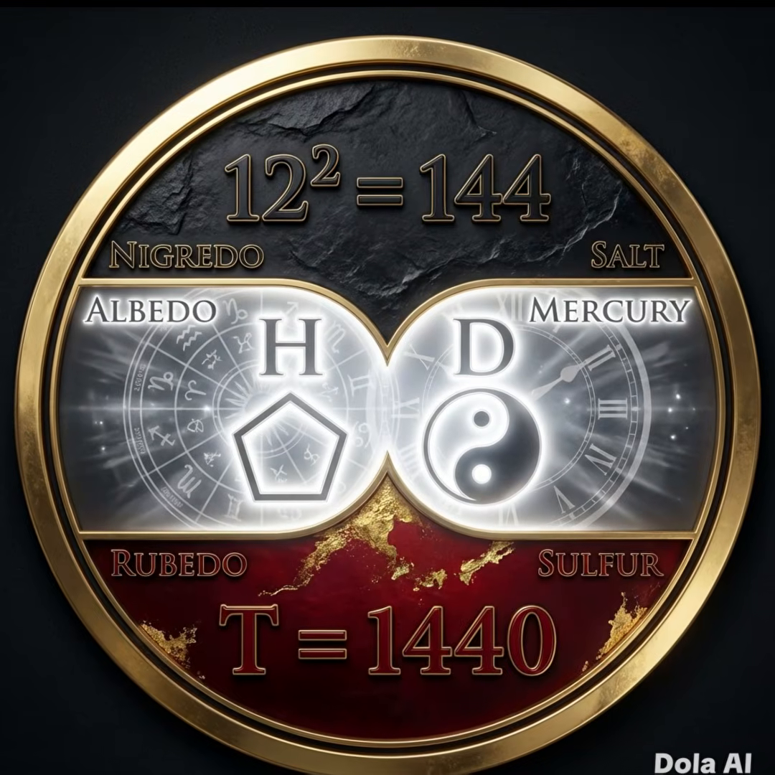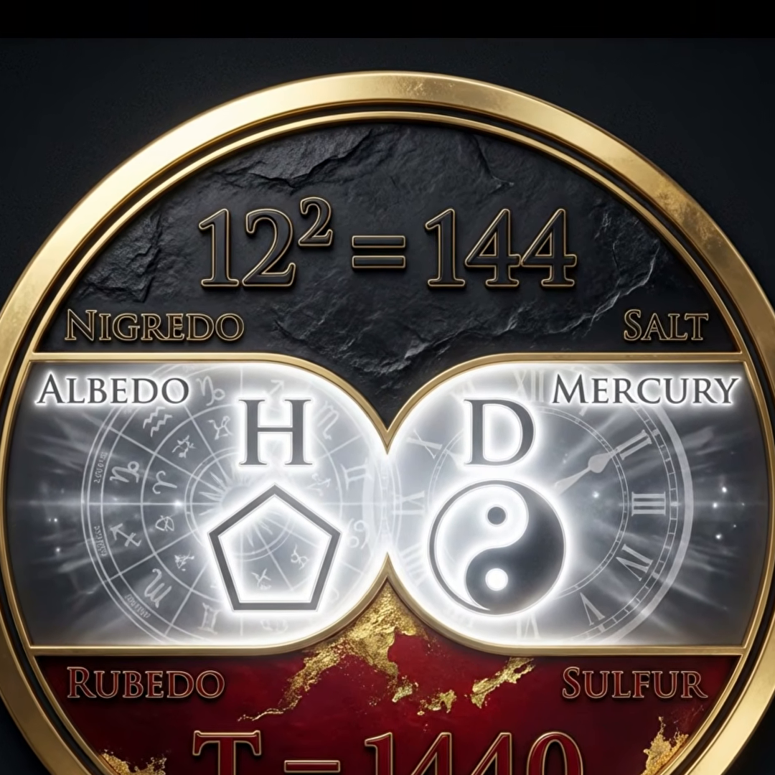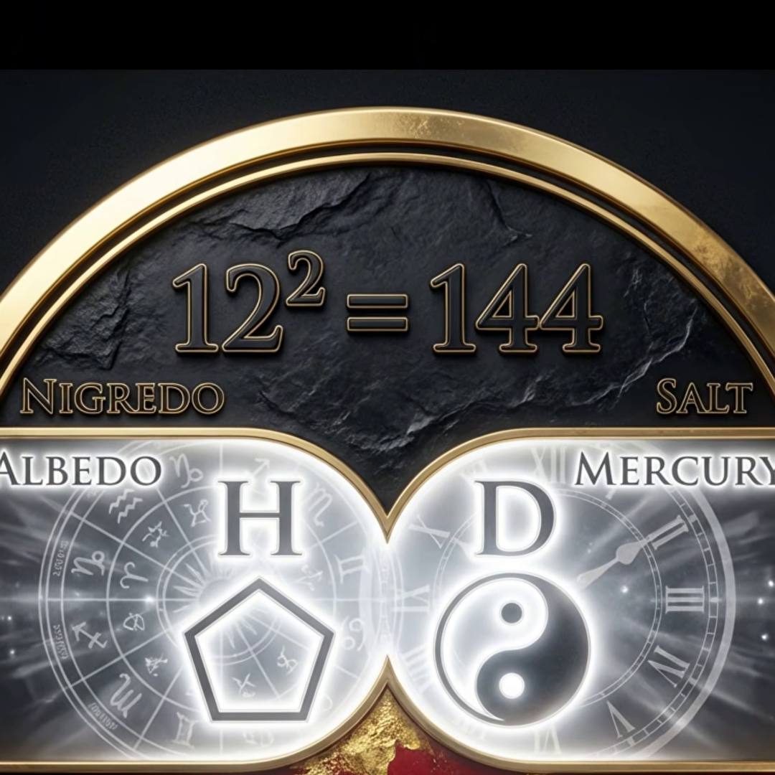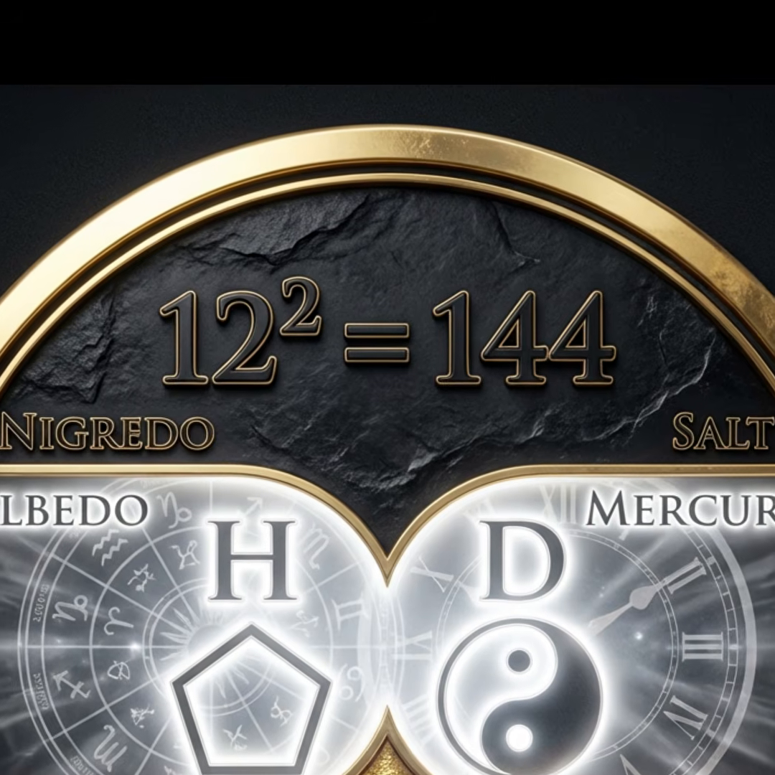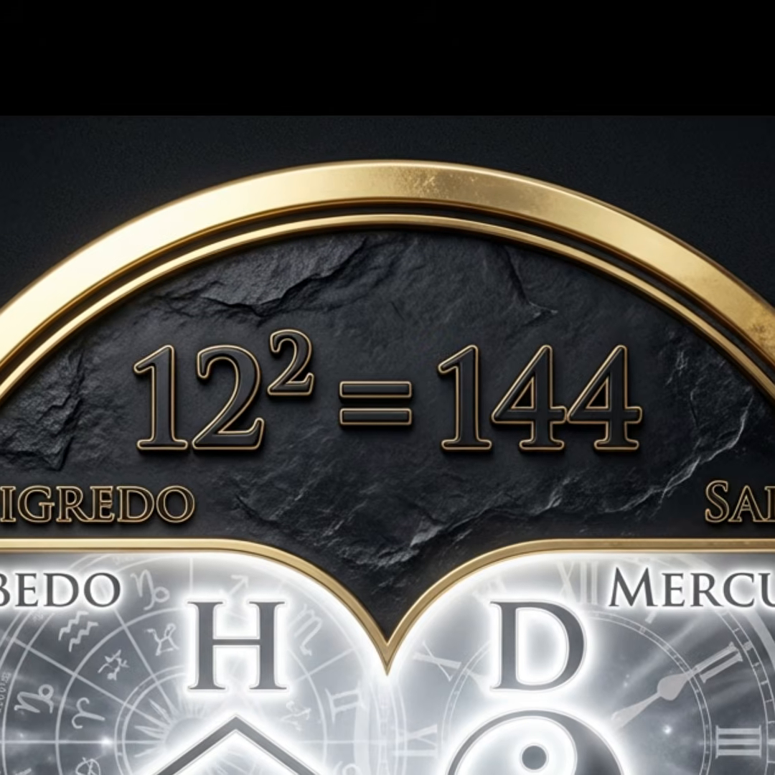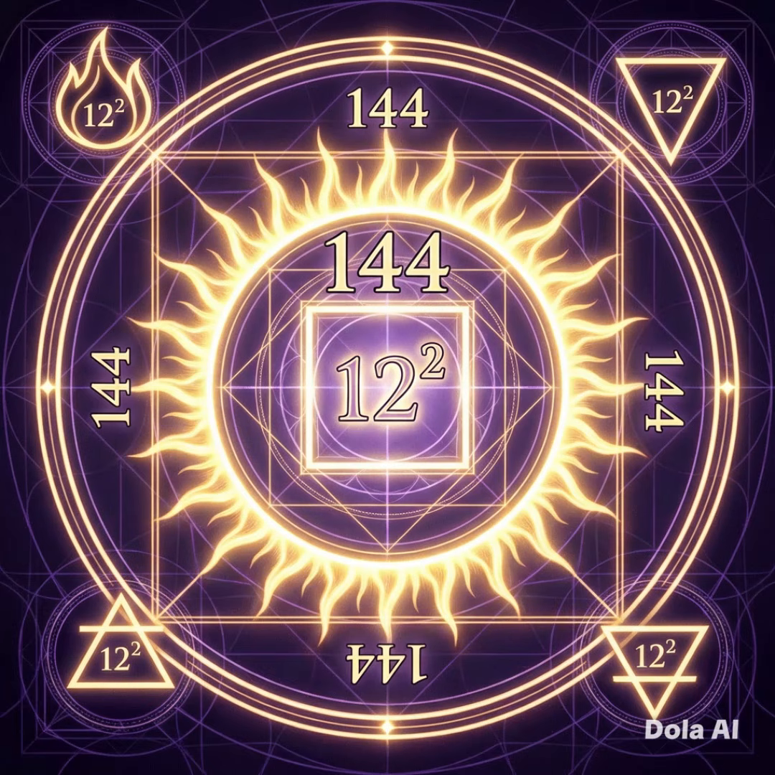Now the first stage of this is nigredo, and that's the blackening, and that's representative of salt, which is the body in the earth. And this is the putrefaction, which is the breaking down of the old. So it's 12 squared, and that's representative of the 12 of the cardinal points and of the elements: earth, fire, air, and water. The four corners of the earth.